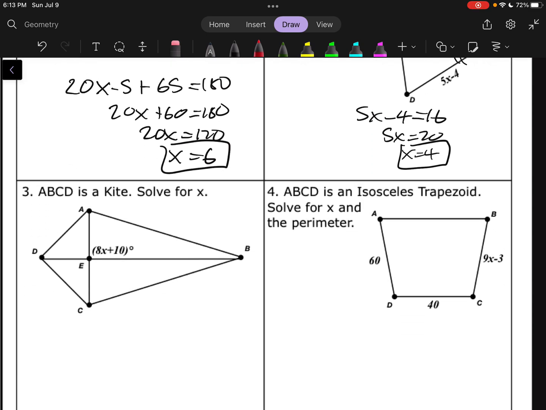For our kite here, if this thing's a kite, we should know that those diagonals intersect at right angles. So 8x plus 10 is equal to 90. That's 8x is equal to 80, so x is 10.